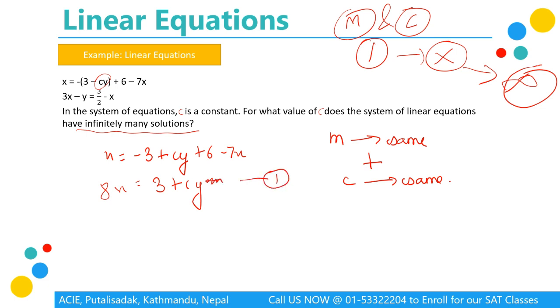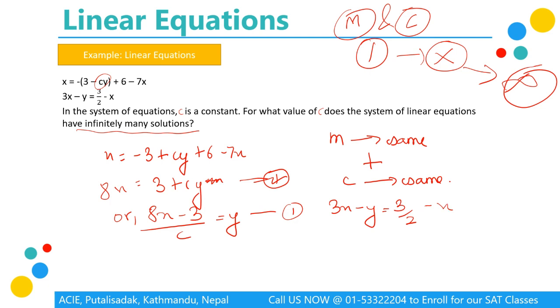And then our other, or even better, just put it in the slope-intercept form. So that is going to be 8x minus 3 by c is equal to y. So this is our first equation already simplified. And our second equation is 3x minus y is equal to 3 by 2 minus x, or 4x minus 3 by 2 is equal to y. So both these equations have been turned into their simplest form.